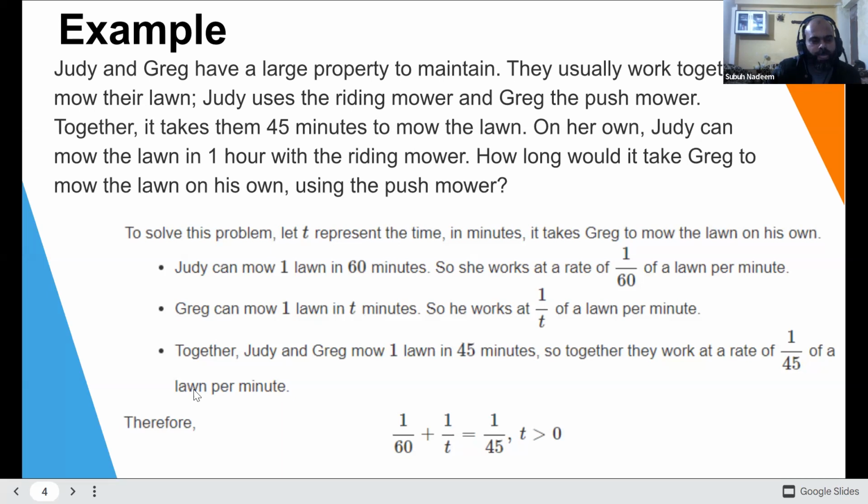To solve this problem, let T represent the time in minutes it takes Greg to mow the lawn on his own. So Judy can mow one lawn in 60 minutes, so she works at a rate of 1 by 60 of a lawn per minute. Greg can mow a lawn in 15 minutes. He can work at this rate: one lawn in 45 minutes, 1 by 45 of a lawn per minute.